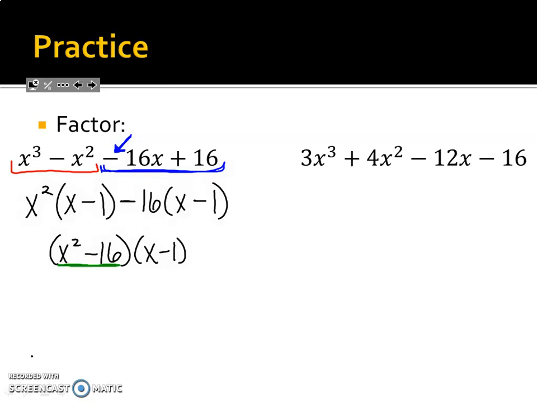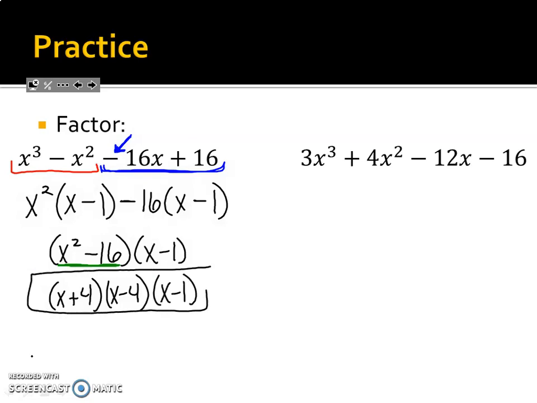So this isn't done factoring. I need to go ahead and factor x squared minus 16, which from the first video we talked about, that should factor to an x plus 4 times an x minus 4, and then we still have our x minus 1. So when you guys factor with grouping, typically you're going to have 3 factors by the end of it.